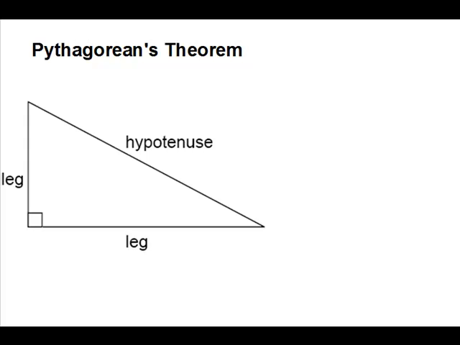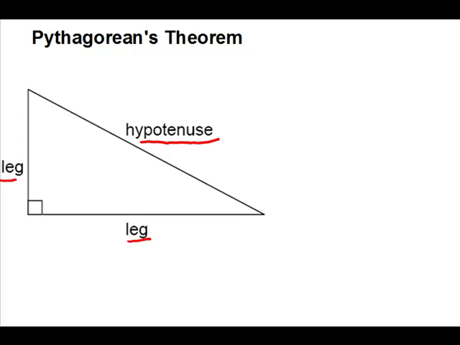We're going to look at Pythagorean's theorem, which is an important theorem for right triangles. It helps us to find the length of one side of a right triangle. A right triangle has one 90-degree angle, which is indicated with a small box in the right angle. The side opposite the right angle is called the hypotenuse. The other two sides are called legs.